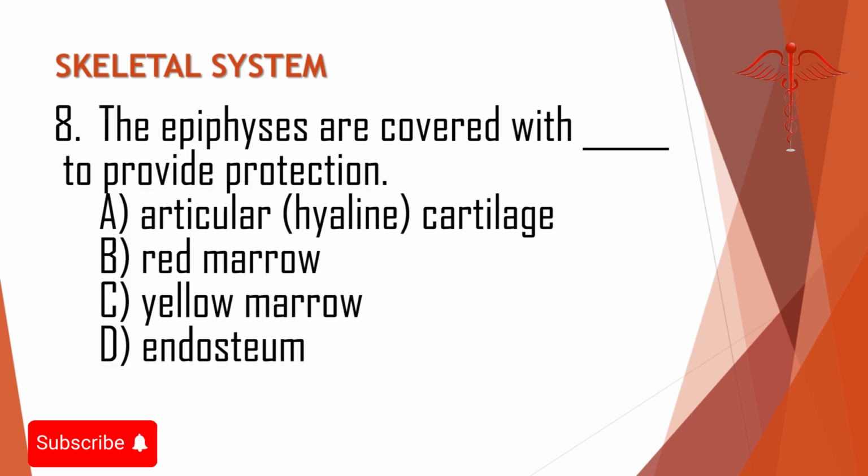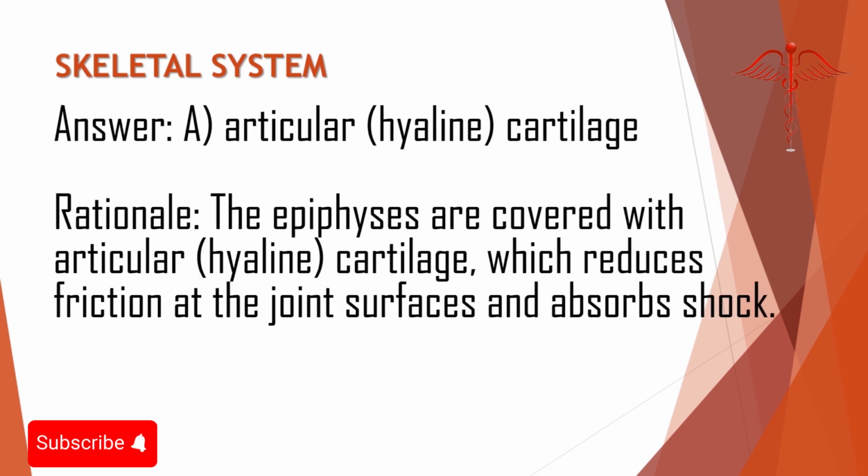8. The epiphyses are covered with _____ to provide protection. A. Articular hyaline cartilage. B. Red marrow. C. Yellow marrow. D. Endosteum. Answer: A. Articular hyaline cartilage. Rationale: The epiphyses are covered with articular hyaline cartilage, which reduces friction at the joint surfaces and absorbs shock.